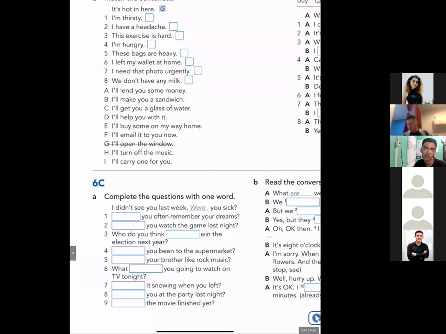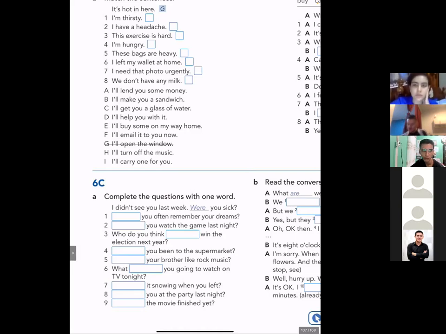Okay, as I was saying, let's do parts A and B together. This one, as you know, is probably going to mix tenses, so it could be a little more complicated than others, okay? The first one says, I didn't see you last week. Were you sick?